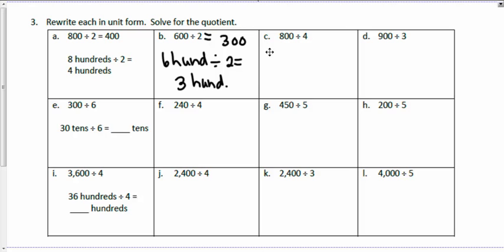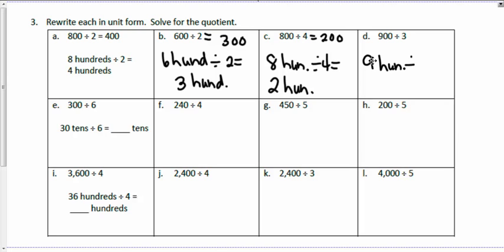See if you can do this one by yourself and then come back and check. 8 hundredths divided by 4 equals 2 hundredths equals 200. 900 divided by 3 equals 300. All right, see if you feel comfortable doing these by yourself, and you can come back and check at the end.